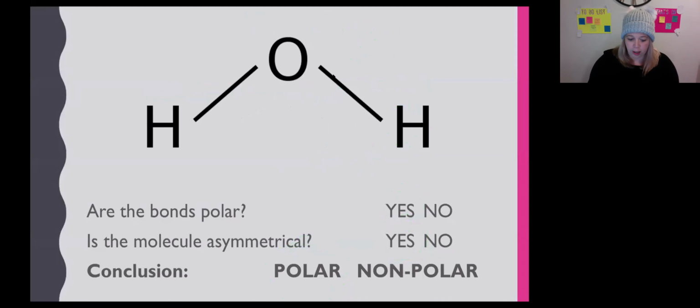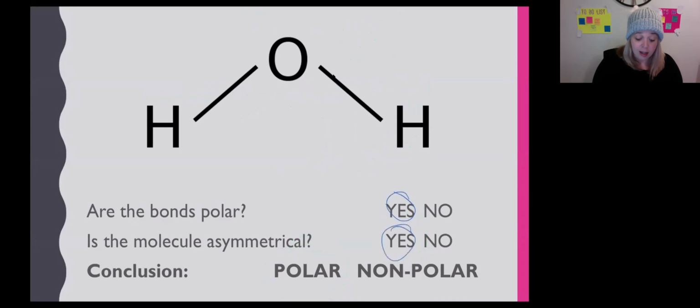So let's have a look at water. Again, there's a difference in electronegativity. I'm not going to write them down. So yes, the bonds are polar. Is the molecule asymmetrical? Yes, because if you cut it this way, it's definitely heavy on the bottom compared to the top. If you cut it that way, it's not, but that doesn't matter because you've got to cut it in both planes. So yes, the bonds are polar. Yes, it's asymmetrical. So therefore, we say that this molecule is polar and undergoes dipole-dipole attraction.